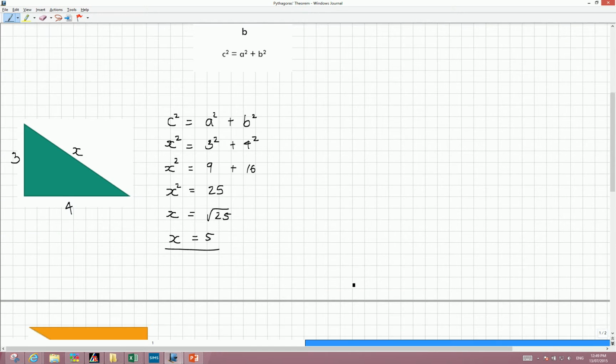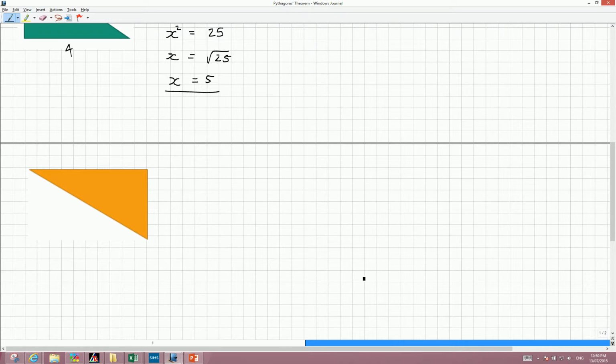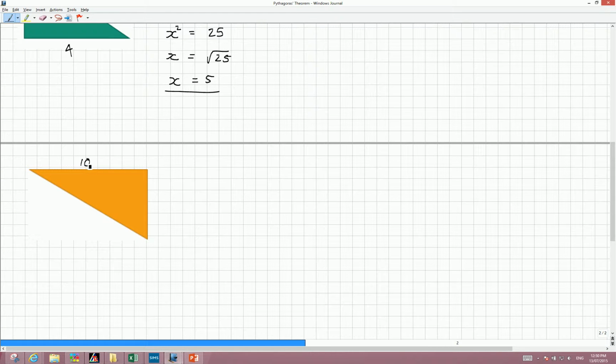Let's try a slightly more difficult question. Okay, well, first of all, I flipped the triangle over so that it's looking slightly different, and I'm going to tell you that this side along here is 10, this side along here is 7, and there's X. Okay, so that's what we're trying to find out. Okay, so let's have a go.